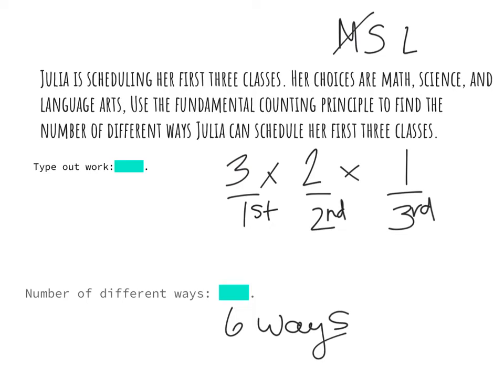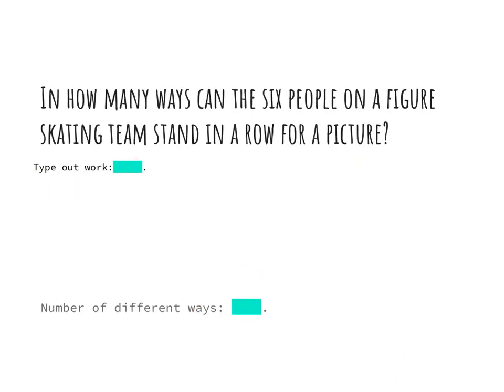So for you guys, I want to make sure that you write or type out this right here, 3 times 2 times 1, and put it into where it says type out work. If you would rather write it on paper and insert your picture, you're welcome to do that as well. And then please make sure down here you also have typed out 6 ways.